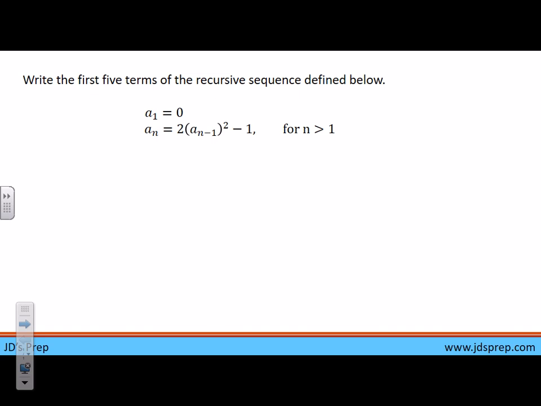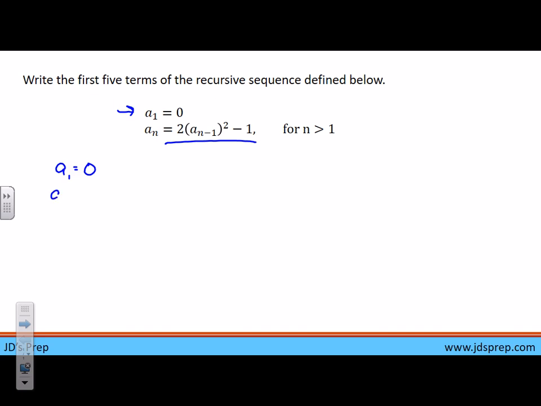Now for recursive sequences like this, we want to think of the expression that we have for an as a set of rules for us to follow to get from one term to the next. For this sequence, we were told already that the first term is a1 equals 0. So that's already going to be the first term we want to use.